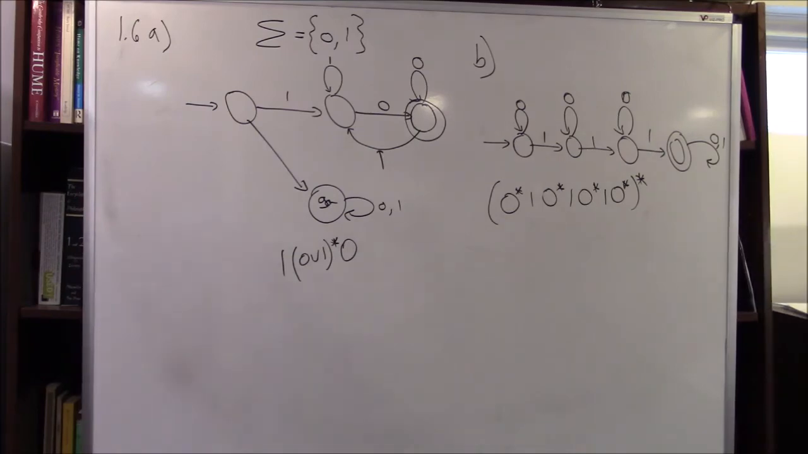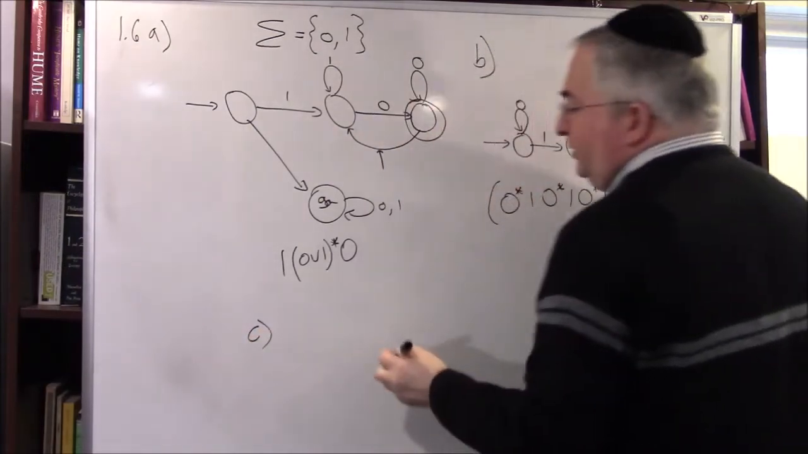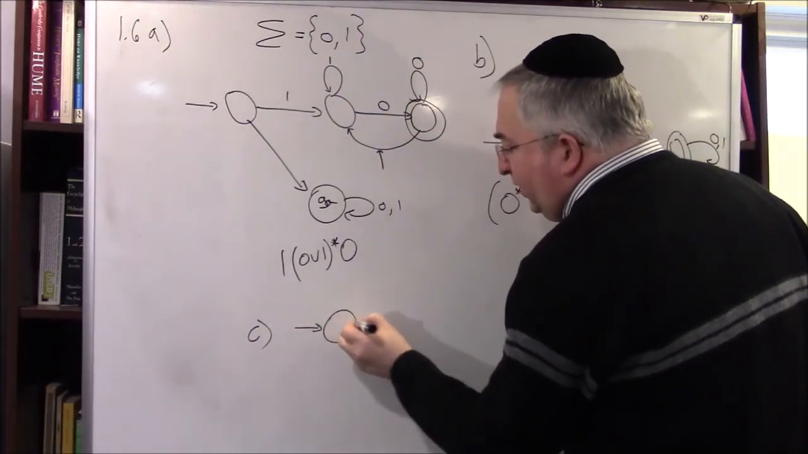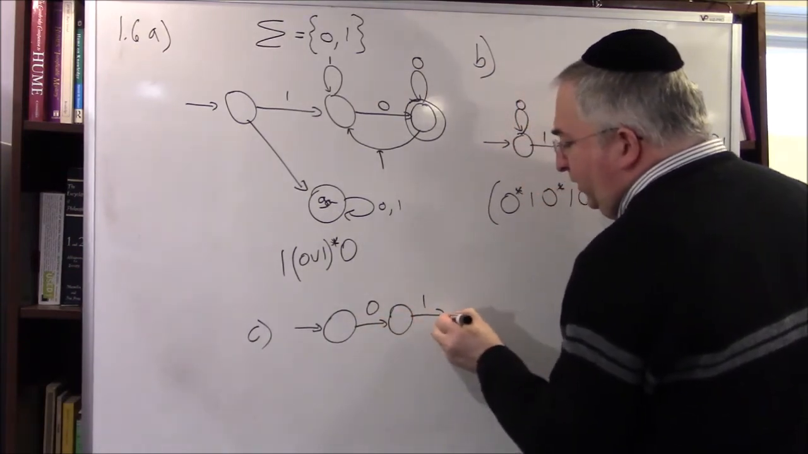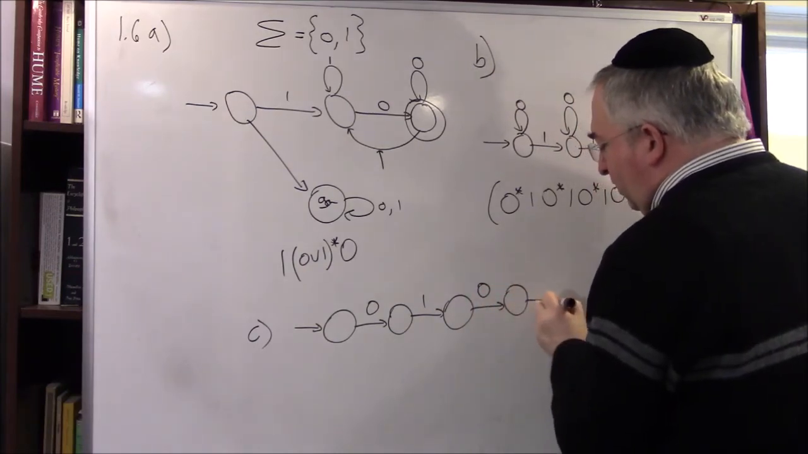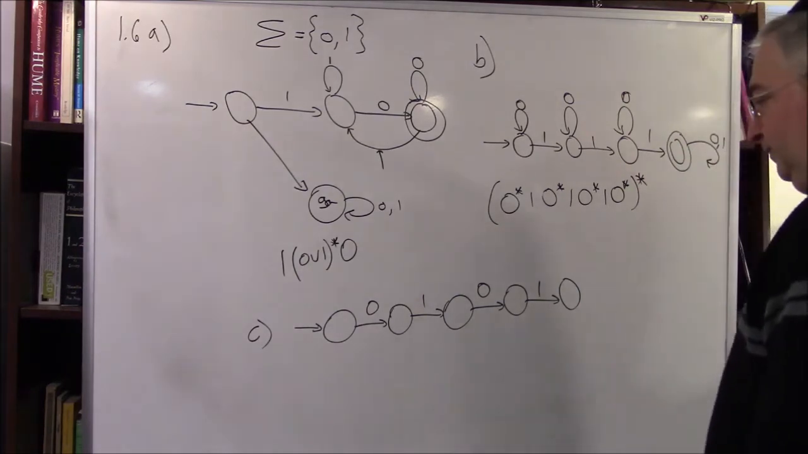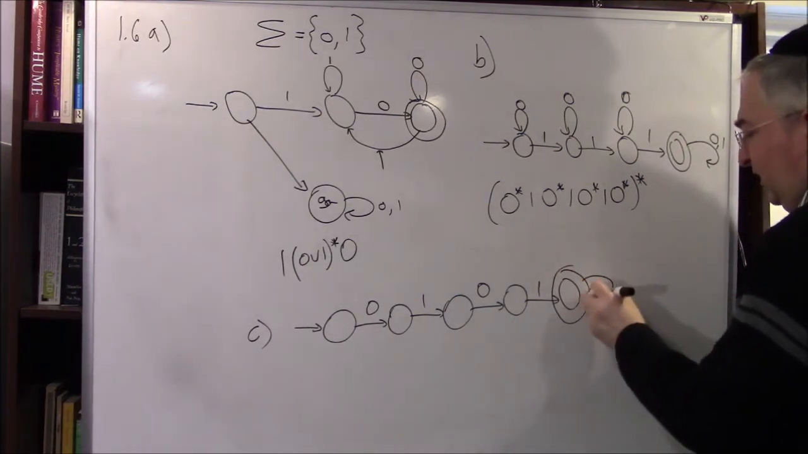Okay. W contains, so this is C. W contains 0, 1, 0, 1. So we start here. I1 is 0. I1 a 1. I1 a 0. I1 a 1. Okay. Once we get that, we stay here.